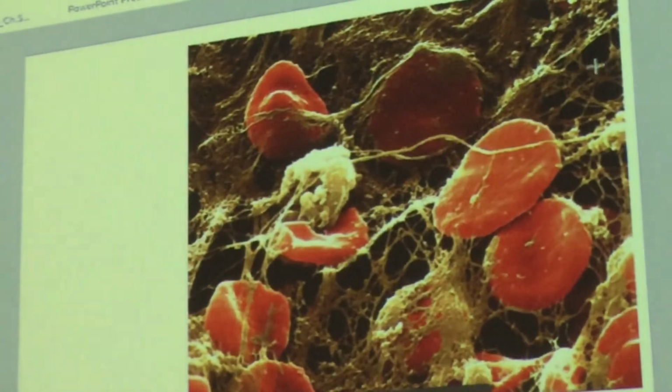The name of the protein that forms fibrin? Fibrinogen. So fibrinogen is a plasma protein. It's always there. When we need blood to clot, we just have to trigger the clotting reaction to convert it into fibrin.